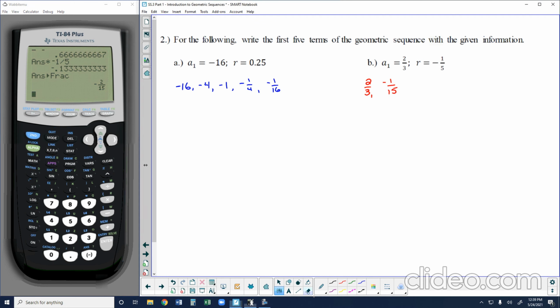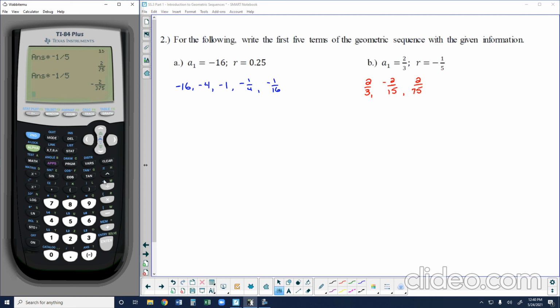Sorry, I wrote this down wrong. It should be negative 2/15. Sorry about that. Now we're going to multiply again by negative 1/5, and this would become a positive 2/75. Again, in the calculator, I can multiply by negative 1/5, and it gives me a fraction here. If it gives me a decimal, I would hit math, and then the fraction button.